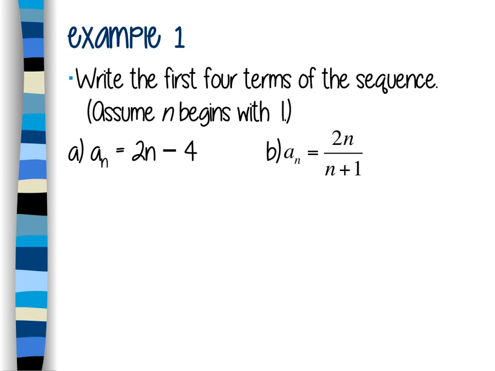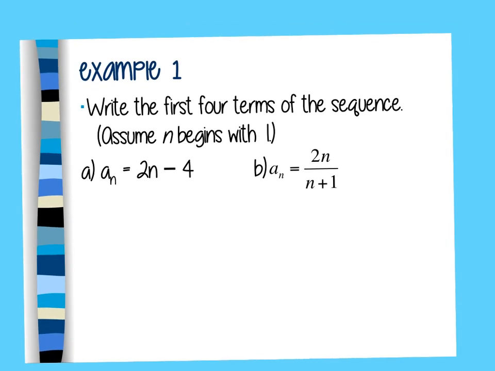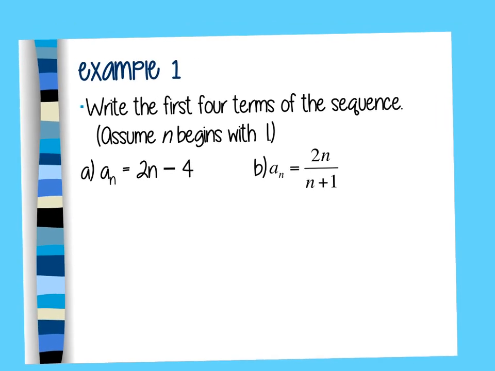Okay, so the first example is just write the first 4 terms in the sequence. Assume that n begins with 1. So like I said, unless we're told otherwise, we're going to assume n begins with 1. If I look at that first one, I just want to find a sub 1, which means n is 1. Then I want to find a sub 2, which means n is 2. Then a sub 3, which means n is 3, and a sub 4, which means n is 4.